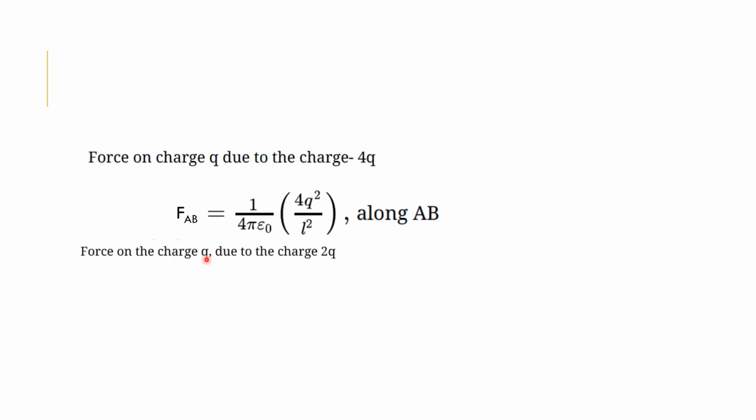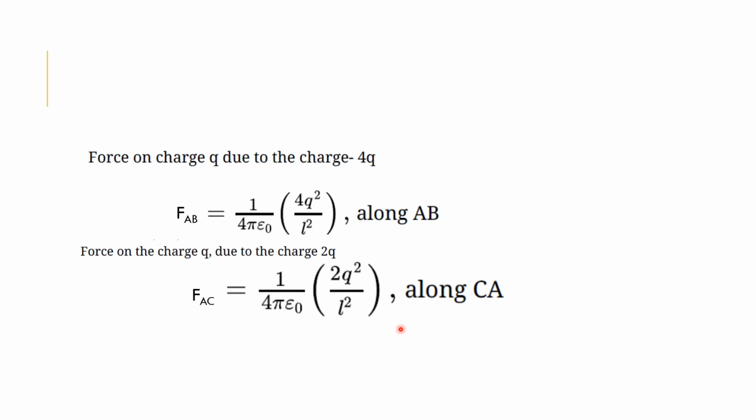Force on charge Q due to the charge 2Q, the second one. Between Q and 2Q, 1 by 4 pi epsilon naught, 2Q square by L square along CA. This is FAC. So FAB and FAC we have found. The resultant of these two will give you the final force. And the relation between FAB and FAC, you can note down that FAB is 2 times FAC. That is here 4Q square, here 2Q square. To substitute in the parallelogram law of vector addition formula, we write this relation. So FAB is equal to 2 times FAC.